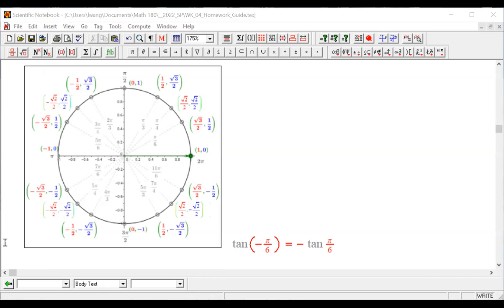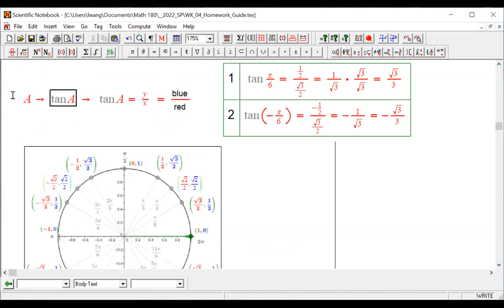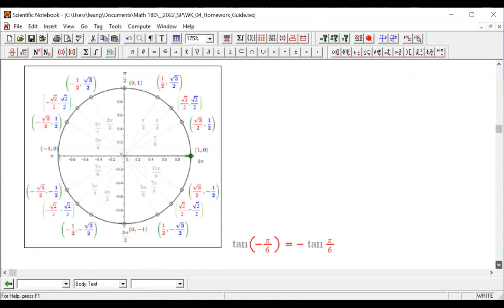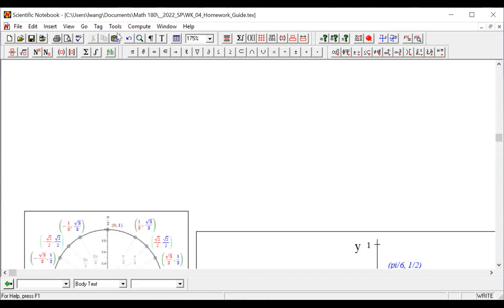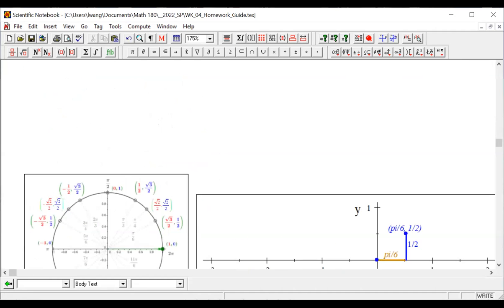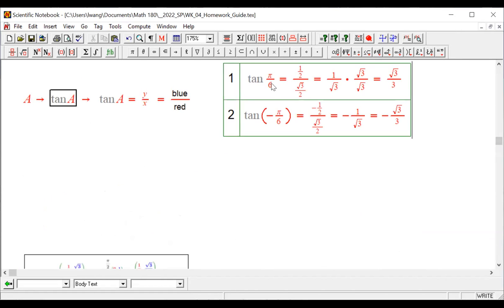Cotangent can be done in a similar way, but this time I did not give you cotangent examples, only tangent examples. So let's do another pair of tangent examples. This time I'm going to use slightly different examples, and these two examples will also be from your homework.